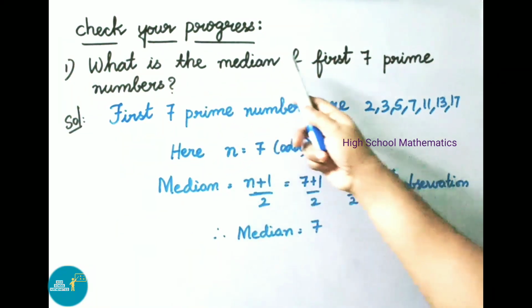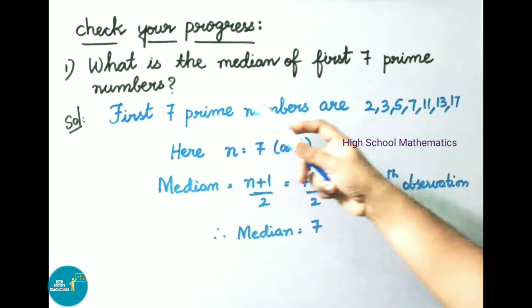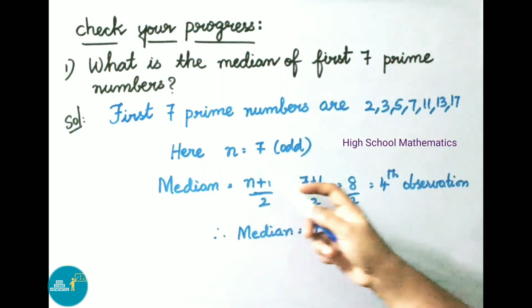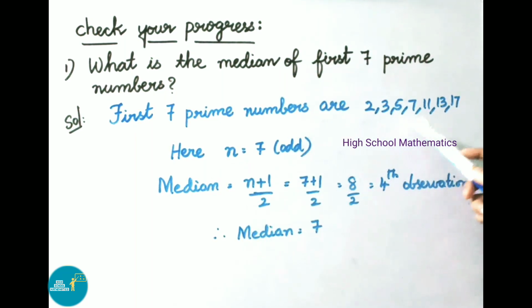Now, check your progress. First sum: what is the median of the first 7 prime numbers? Let us see the solution. The first 7 prime numbers are 2, 3, 5, 7, 11, 13, 17. Given observations are in ascending order already, so we need not arrange them in ascending or descending order again.